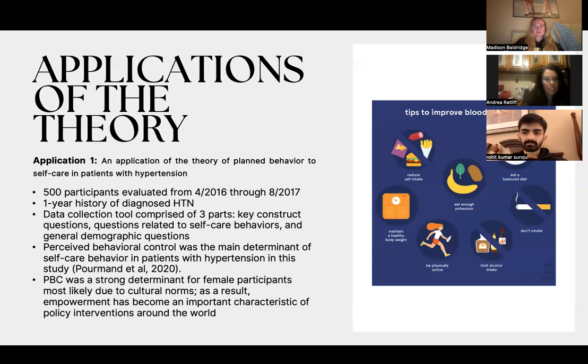Women are mostly stay-at-home moms and stay-at-home wives and have many home life expectations and responsibilities that are prioritized over personal lifestyle choices or self-care behaviors. This has led to a deeper understanding of the need to create public health interventions that promote empowerment, especially among women. Another key characteristic that researchers noted was the susceptibility of the younger population of participants to subjective norms.